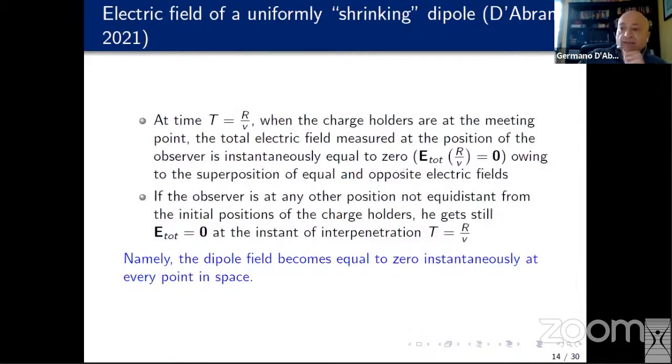Let me briefly stress again the important point here. At the instant of interpenetration, the dipole field becomes equal to zero instantaneously at every point in space. And this is due only to the field property seen before.